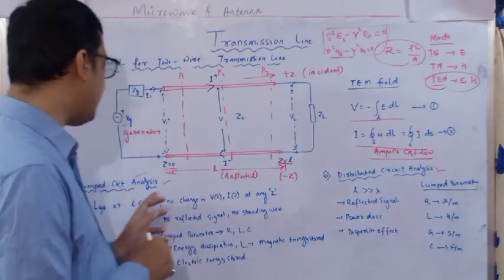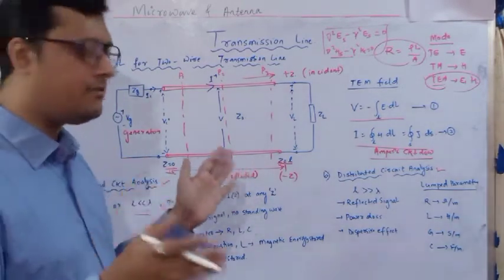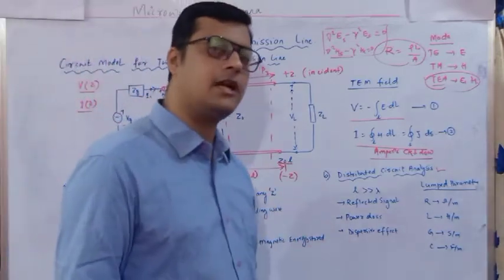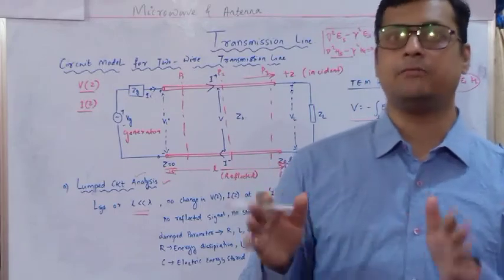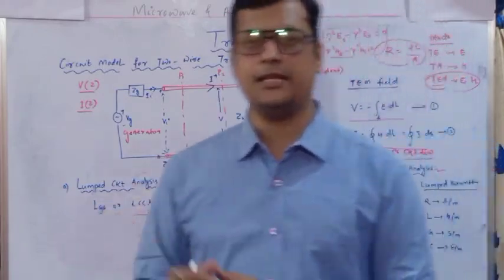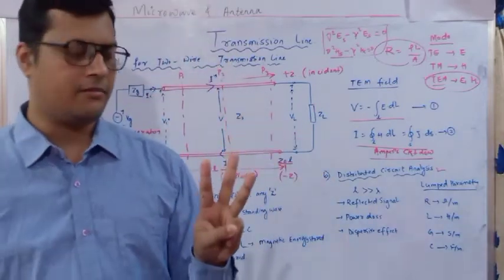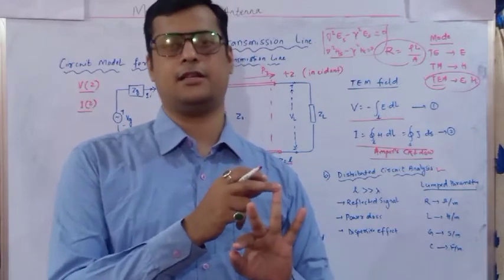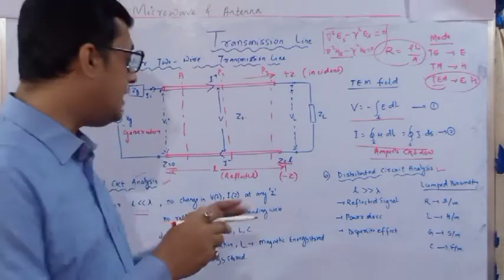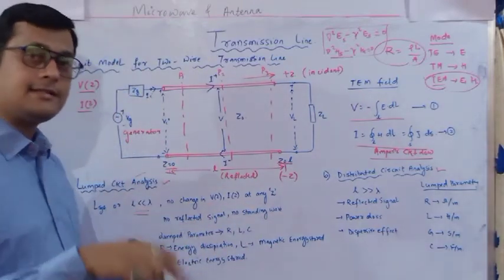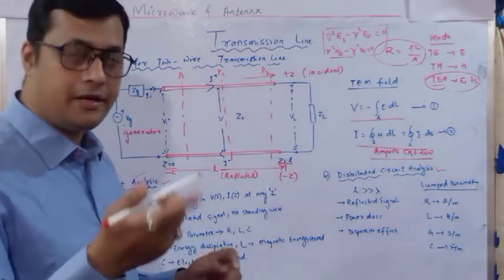Here I have used L is very much less than lambda. So if the length is very much less than lambda, it indicates that the length of the transmission line is very much less than the wavelength. Wavelength being large means the frequency is low. So in that case only three parameters come into the picture. What are the three parameters? R, L and C. These three parameters come into the picture if I am using a transmission line length less than the wavelength.